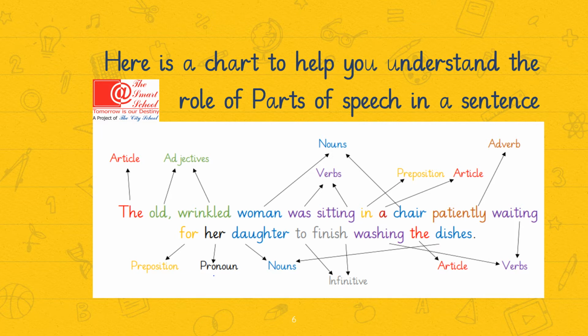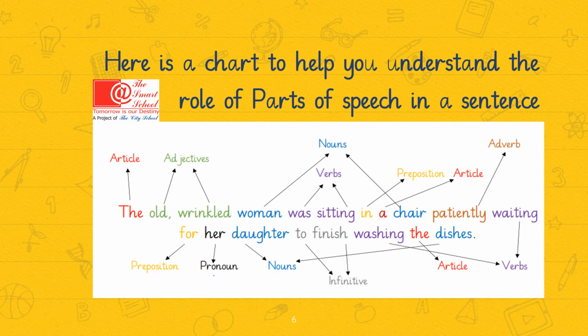Now look at the word waiting. Again, waiting is an action. That's why it's a verb. For her daughter. For is a preposition. Her is a pronoun that is referring to the woman. And then daughter again is a noun because it's a name of a person.